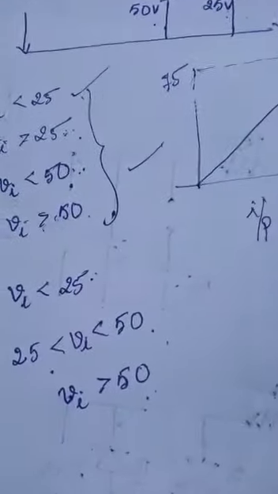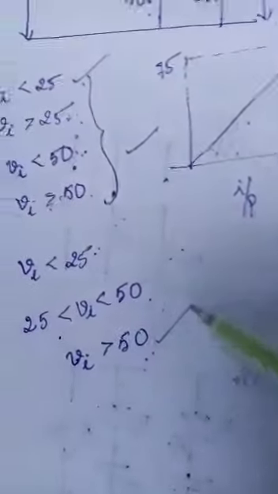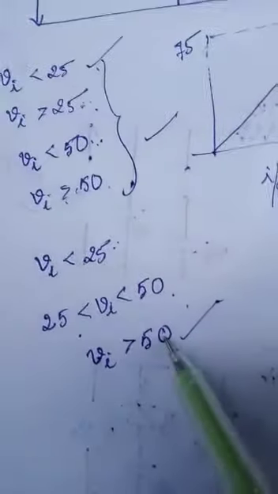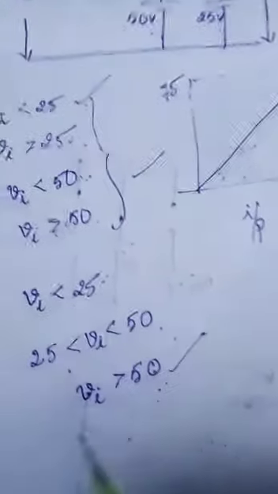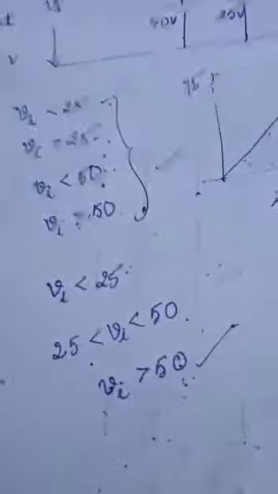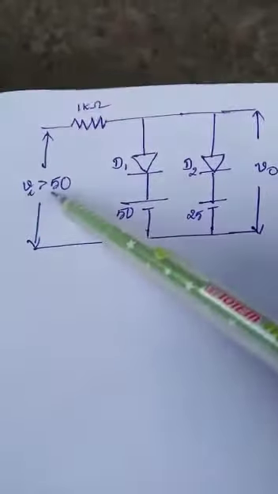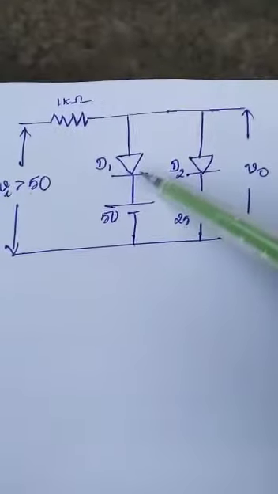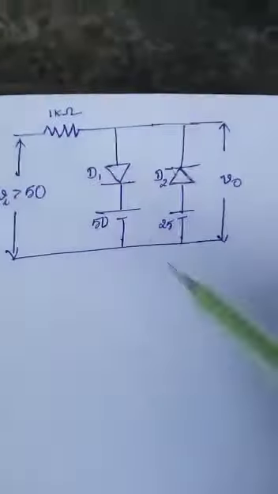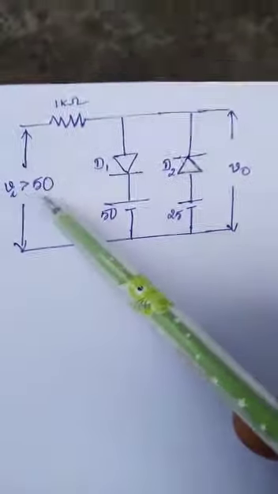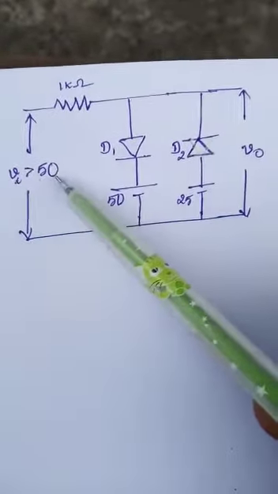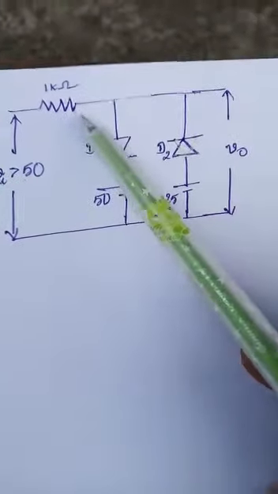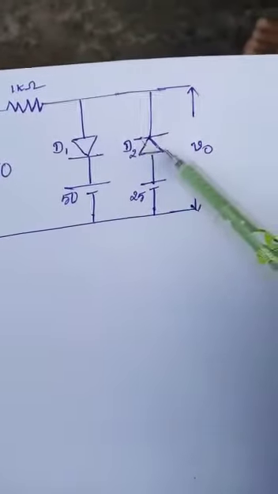Now we will discuss the condition for the third case, that is Vi greater than 50. What is the meaning of this? Input voltage is more than 50 volts. Now this input voltage, more than 50 volts, is connected through the 1 kilo ohm resistor to the anode of D1, whereas the cathode of D2.